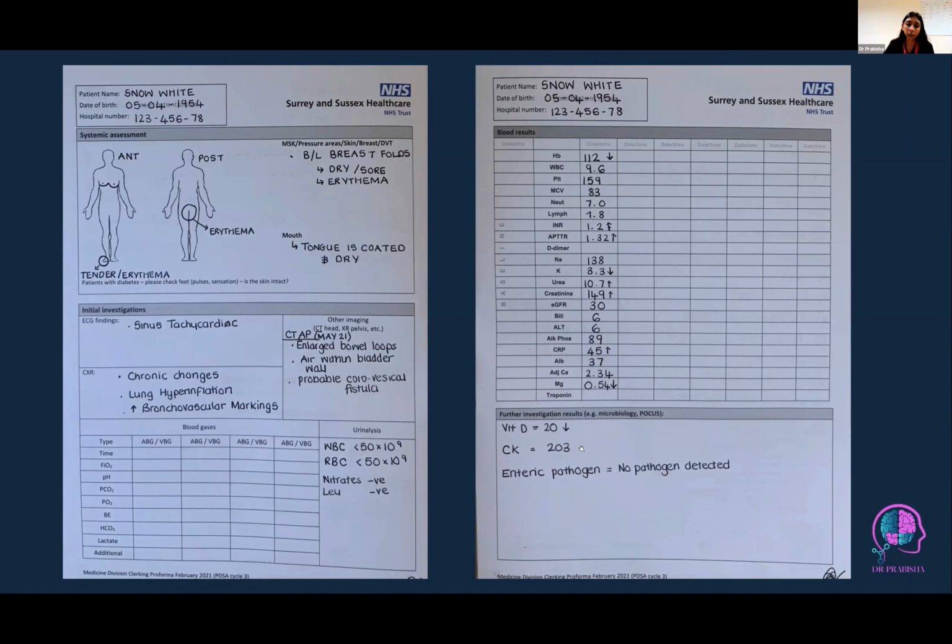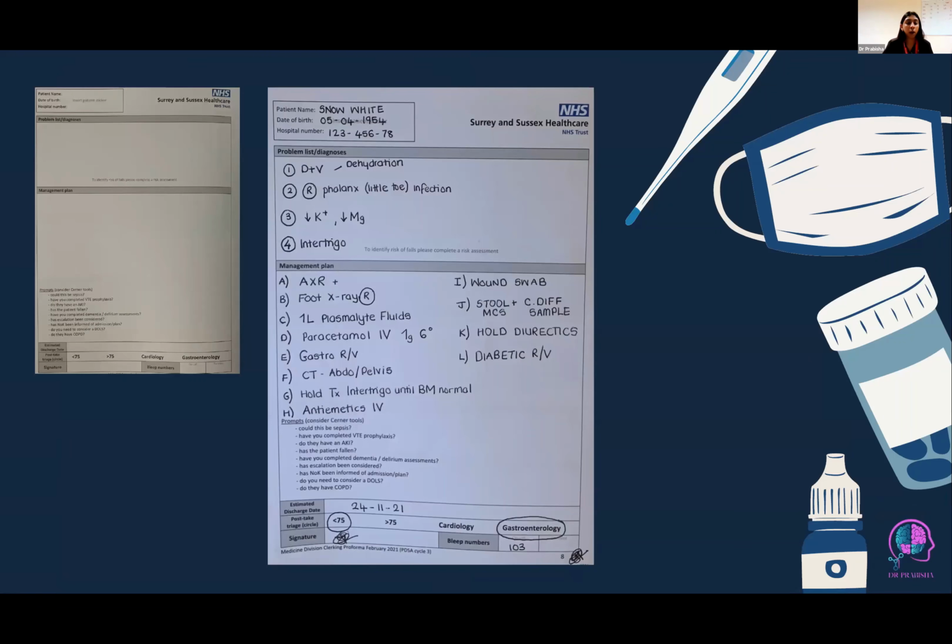Straight away. Her vitamin D is quite low. That's important, especially if she's got diabetes and a wound on her right foot, like, is it going to heal okay? And for her bone, if she's got any fractures. The CK, and we did some enteric pathogens, so no pathogen was detected.